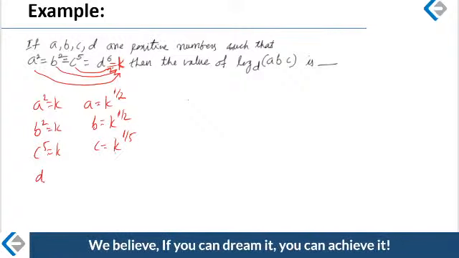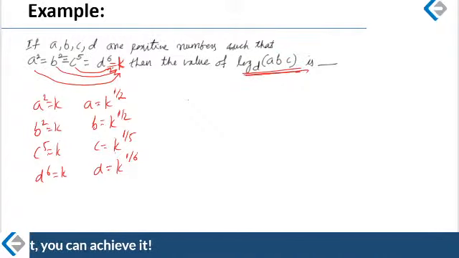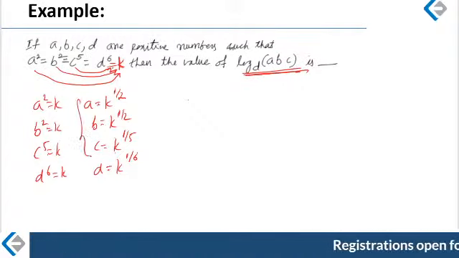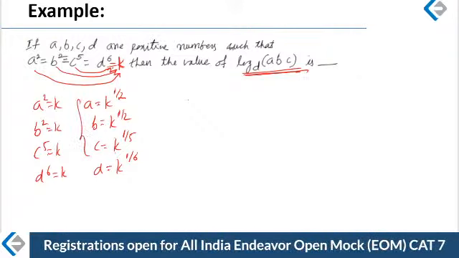Then you have D raised to power 6 is equal to k. Therefore, D is equal to k raised to power 1 by 6. Simple. That's what you would have written. Then you are saying, why don't you find the value of this? Sure, we will find it, because we know the values of A, B, C, and D. Everything is in terms of k, therefore it's easier to write.